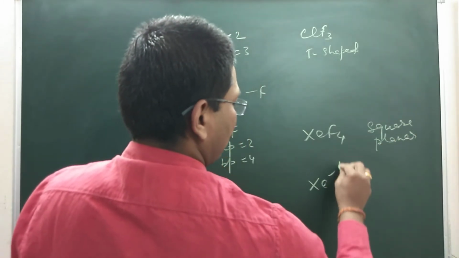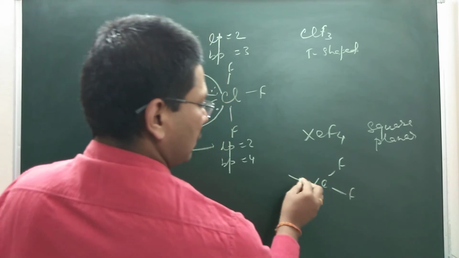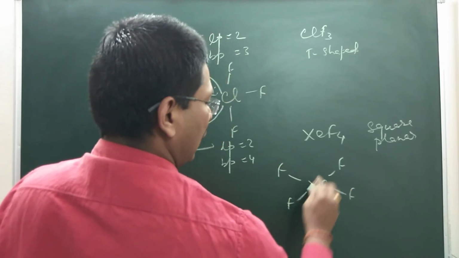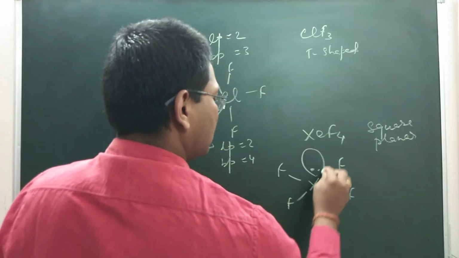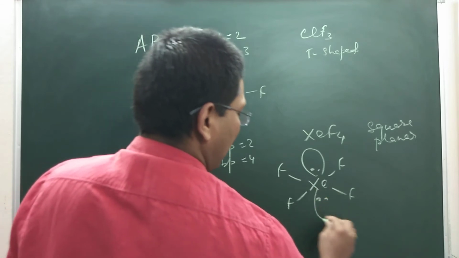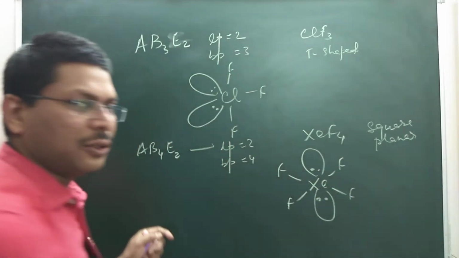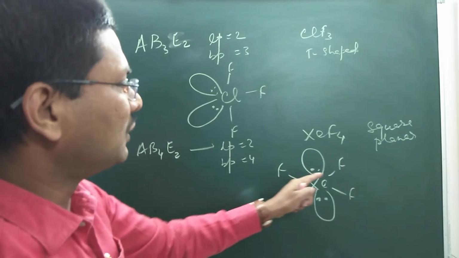Xenon, fluorine, fluorine, fluorine, fluorine, and these are the 2 lone pairs. They are far apart to reduce the repulsion, reduce the energy and increase the stability. So this is square planar.